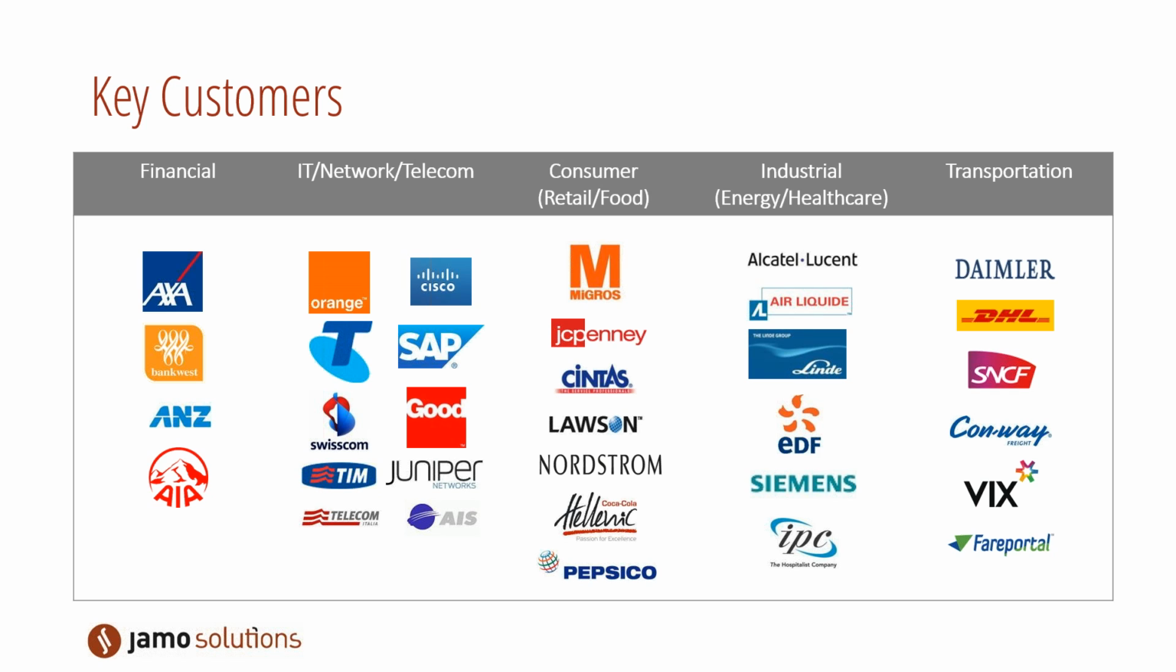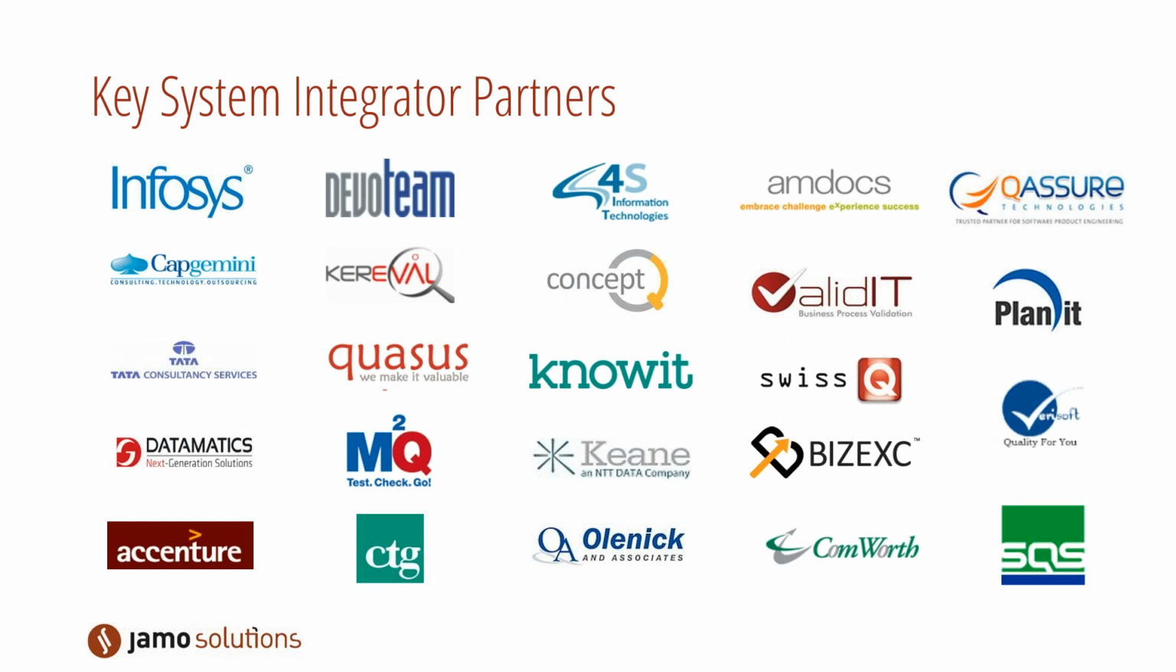Jamo Solutions also has a wide network of system integrator partners that are trained on our products and technologies, and that would be more than happy to help you with implementing some of your mobile test automation projects as well. For example, we've got partners lined up for you such as Infosys, Atos, 4S in Turkey, Pegasi in Canada, Capgemini, just to name a few of our key partners that we have all around the world.